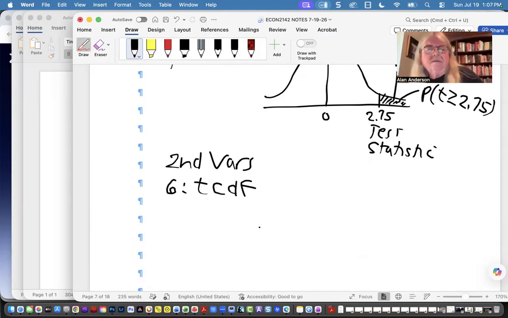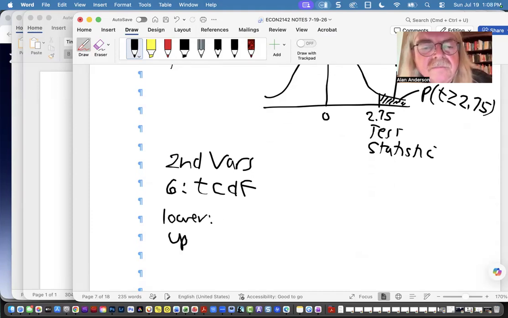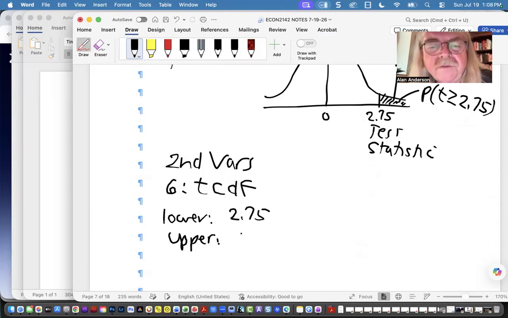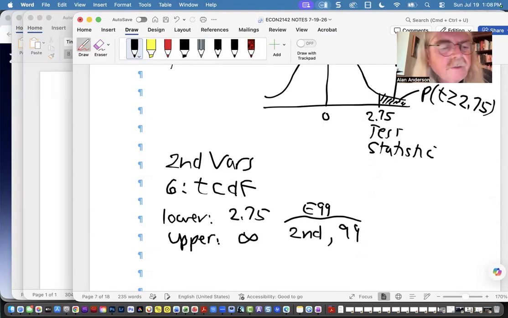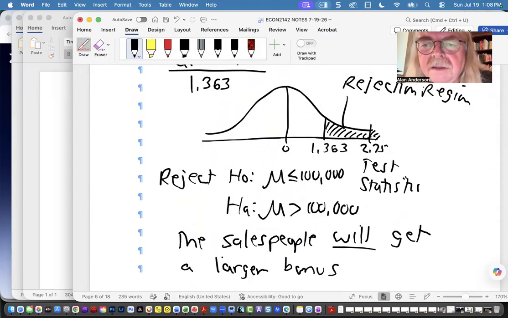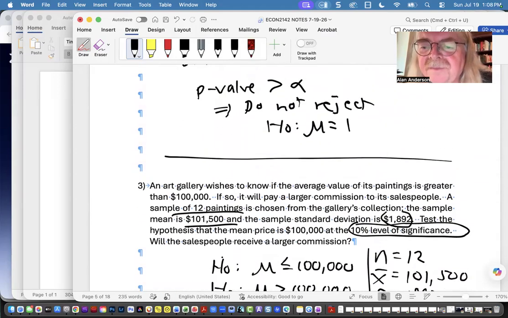All right, here we go. So tCDF, which calls for the lower and the upper, everything from 2.75 up to infinity, which of course we write as 2nd, VARS, 6, tCDF, and degrees of freedom is 11 because the sample size is only 12.